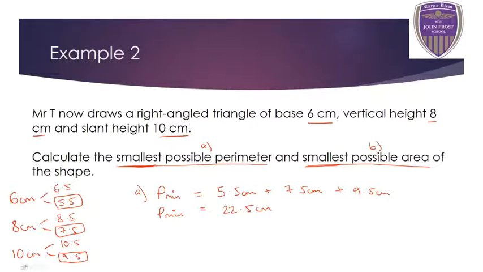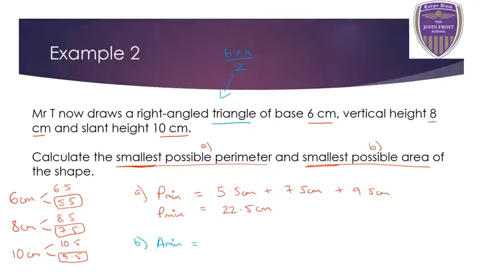Okay, right, on to part B then. So this is area now. Minimum area, so I'm going to write A for area and then min. Right, so the area for the rectangle was length times width. We need to remember though, for a triangle, the area is base times height divided by 2. And this height is always vertical height, isn't it?